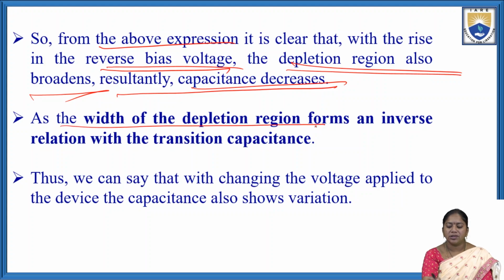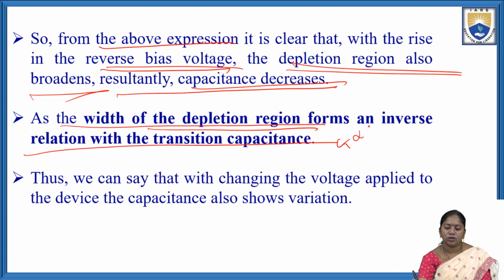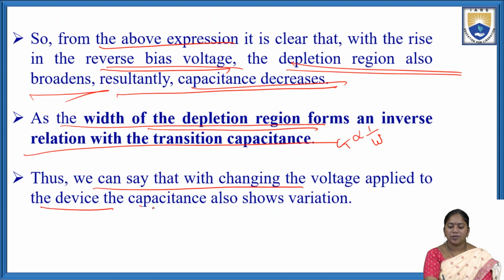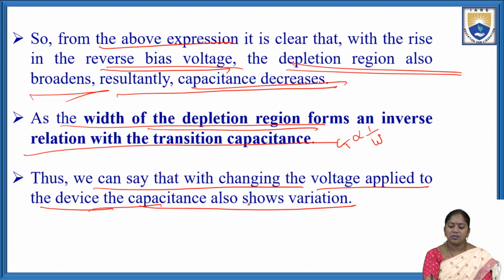The width of the depletion region forms an inverse relation with the transition capacitance, that means Ct is inversely proportional to the width of the depletion layer. Thus, we can say that by changing the voltage applied to the device, the capacitance also varies.